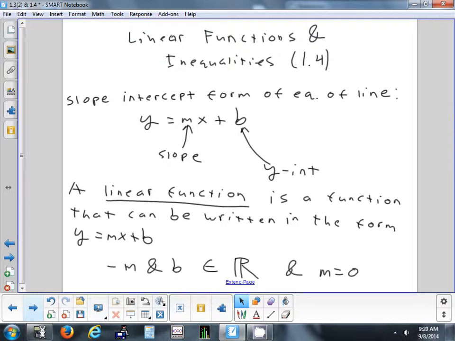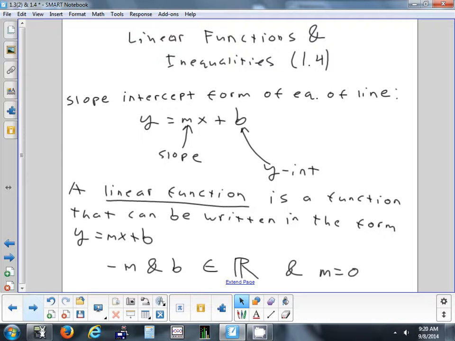So we'll go through this part really pretty quick. If you already know this, you don't need to write it down. But this is the slope-intercept form of a line. It's y equals mx plus b. M is your slope, b is your y-intercept. And when you graph this kind of function, it always makes a line. That's why we call it a linear function.